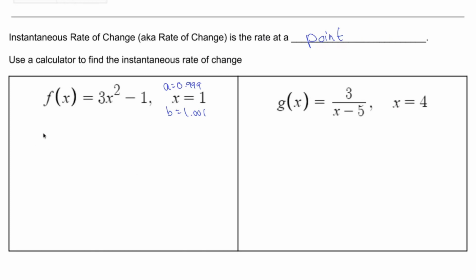So I can use the formula f of b, which is going to be 1.001, minus f of a, which is going to be 0.999. But here's the trouble. I need to find out what these are. I'll get there. 1.001 minus 0.999. So I'm going to use a calculator to find out what f of 1.001 is.